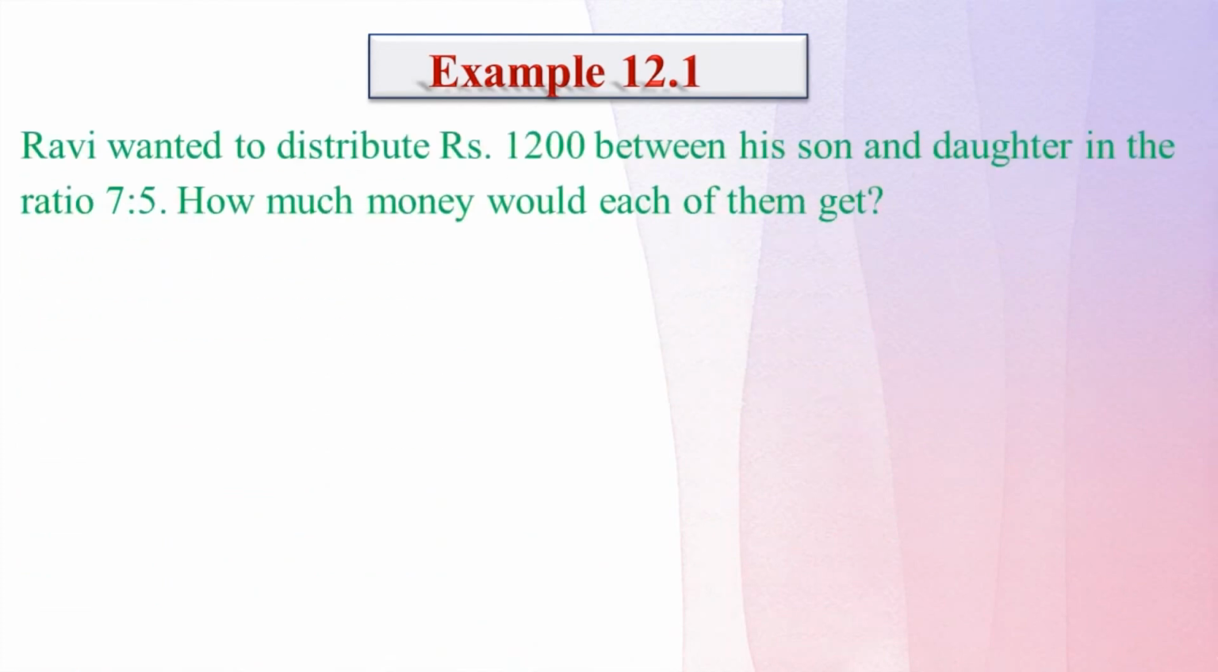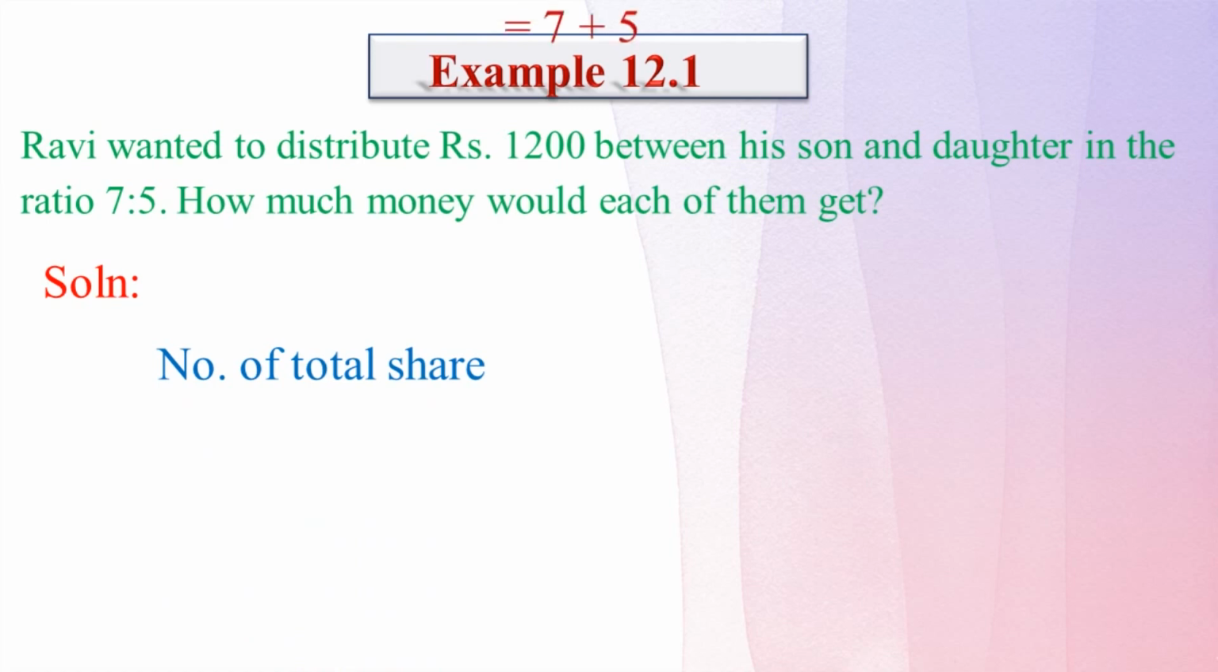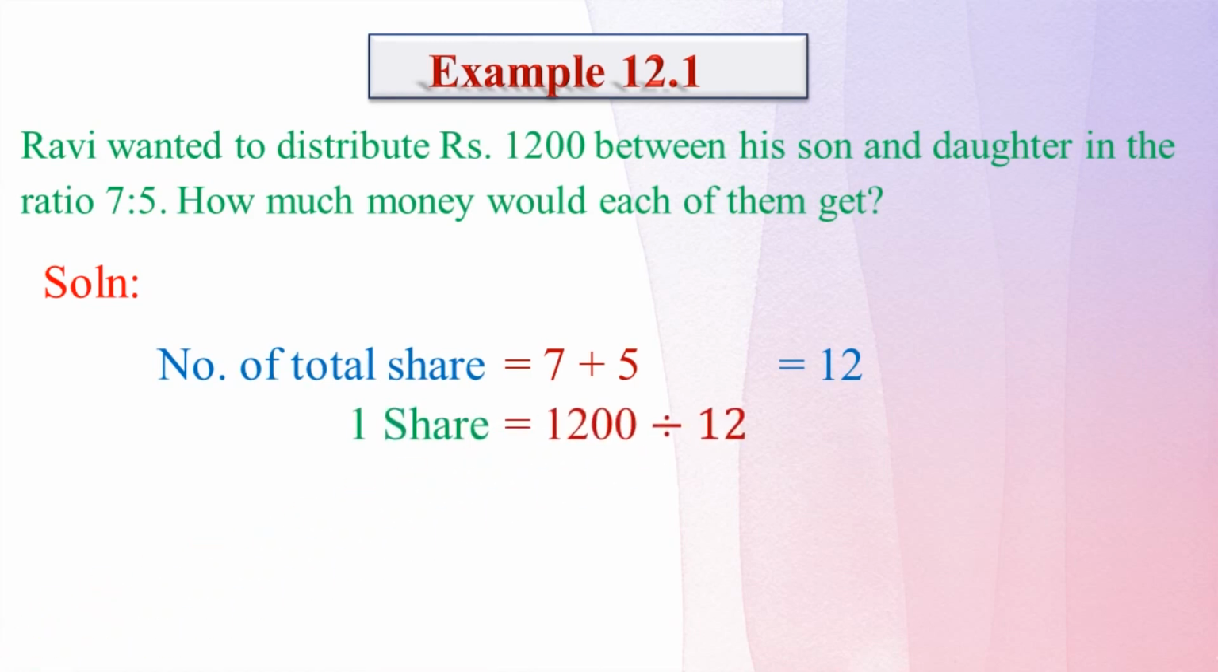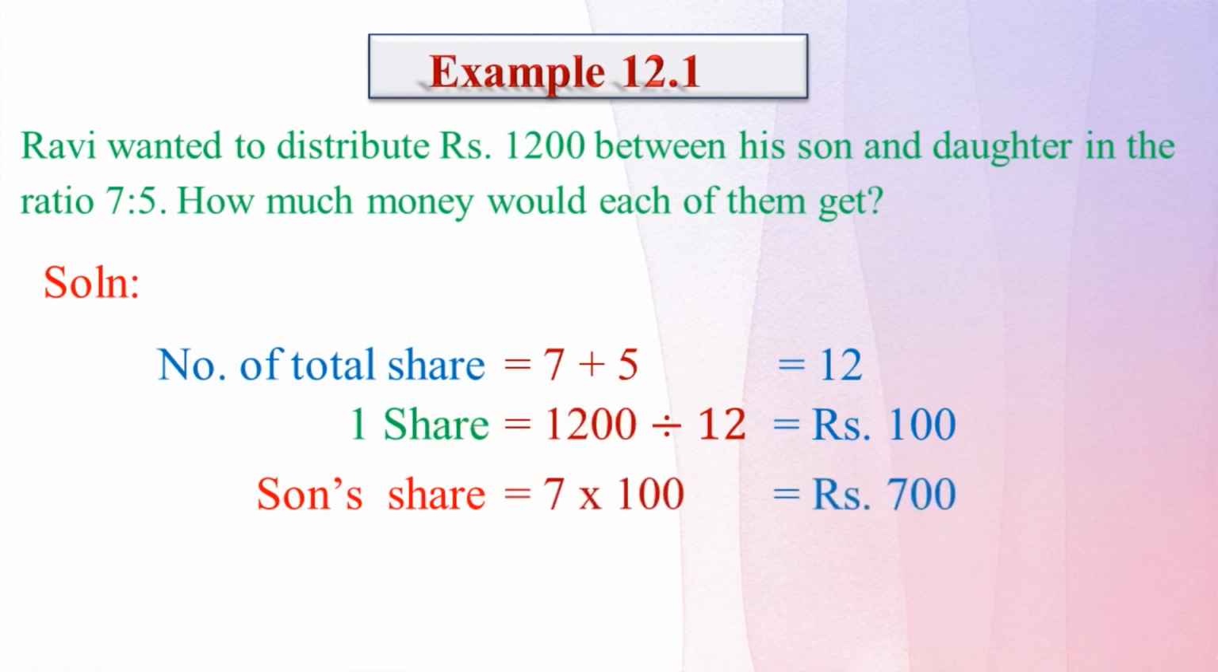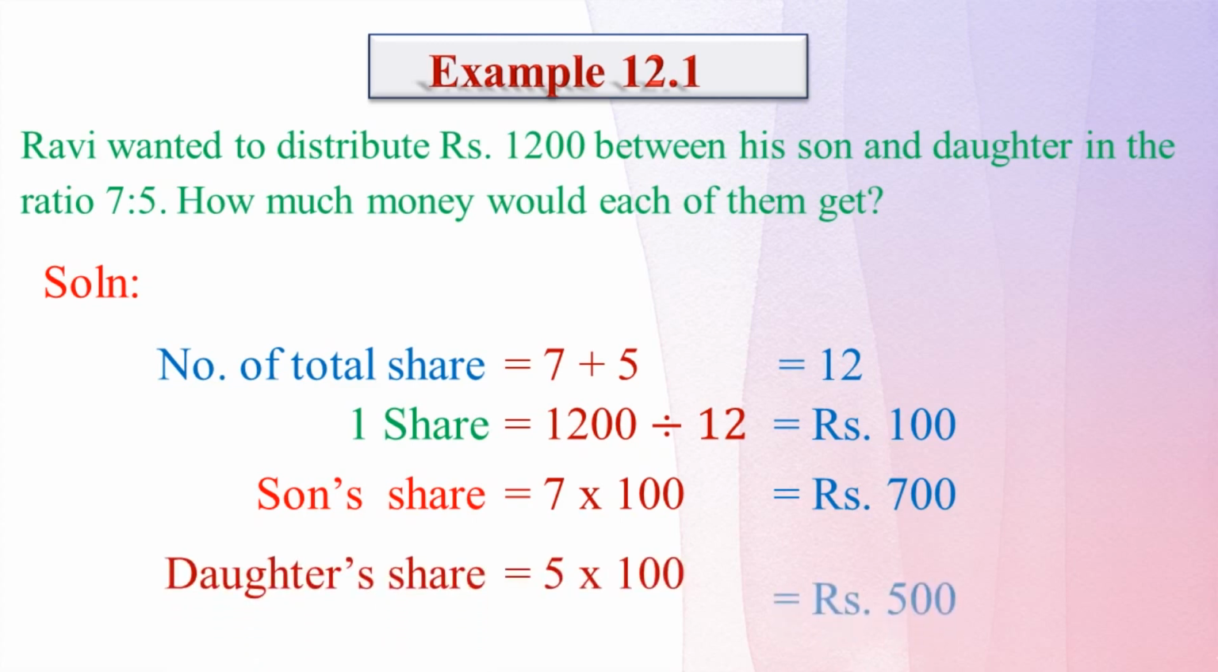Example 12.1. Ravi wanted to distribute rupees 1200 between his son and daughter in the ratio 7 is to 5. How much money would each of them get? Total number of shares equals 7 plus 5, that means we get 12. Now we want to find one share. That means 1200 divided by 12 gives 100 rupees. Now son's share equals 7 multiplied by 100, we get 700 rupees, and daughter's share equals 5 into 100, we get 500 rupees.